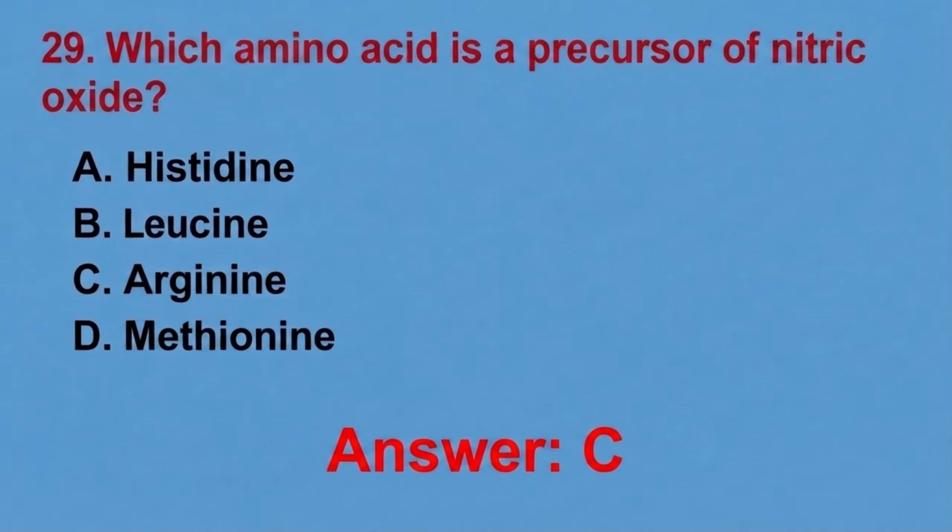Here is an exam tip. Arginine is a precursor of nitric oxide, and nitric oxide usually causes vasodilation, which improves what? Blood flow and contributes to immune function.